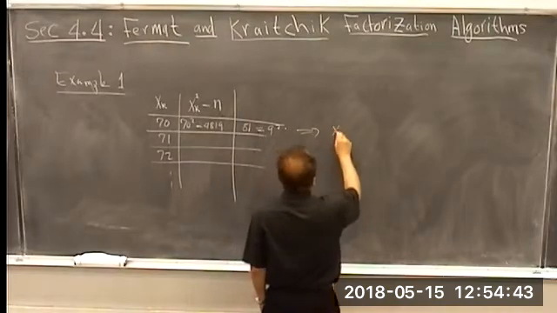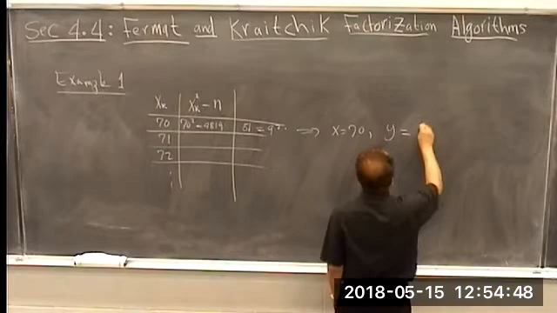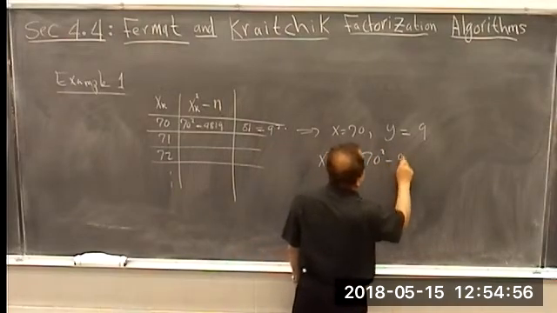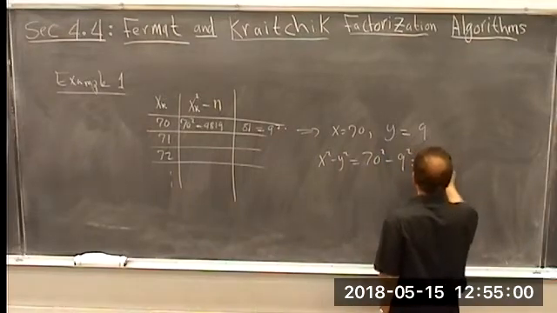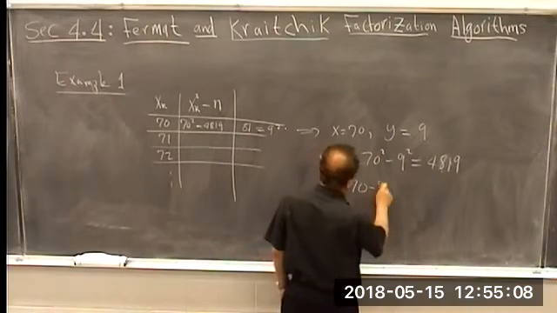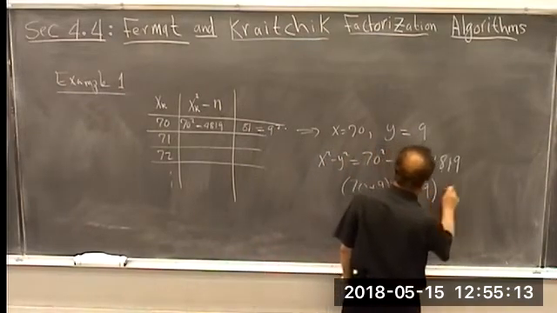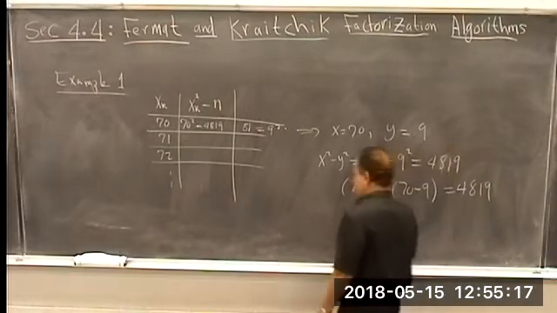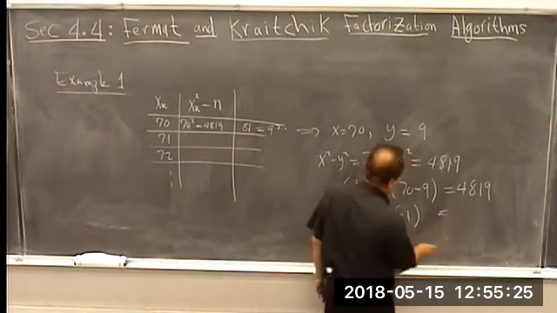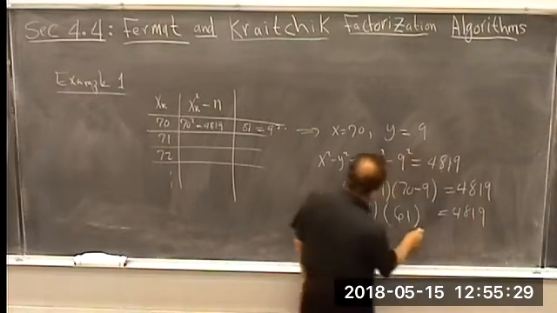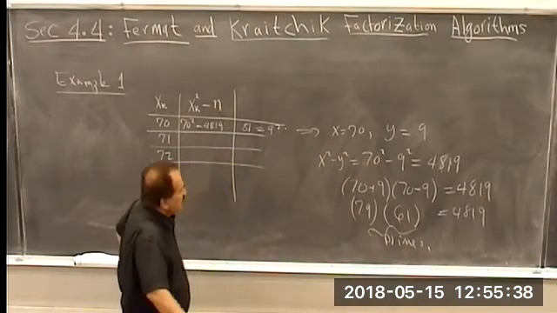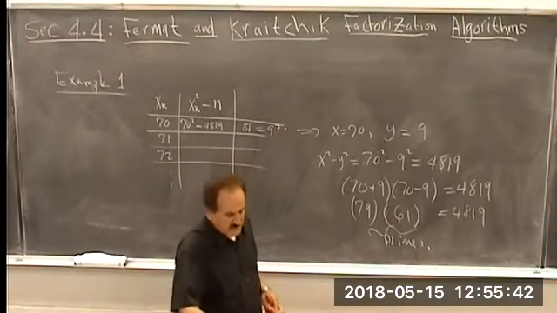So we can take x to be 70 and y to be 9, and we have x squared minus y squared equals 70 squared minus 9 squared, which is equal to the number itself, 4,819. The proper factoring is 70 minus 9, which is 61, and 70 plus 9, which is 79. We can check that both of these are primes. So both are primes, and so we have the prime factorization of the number from the first step.